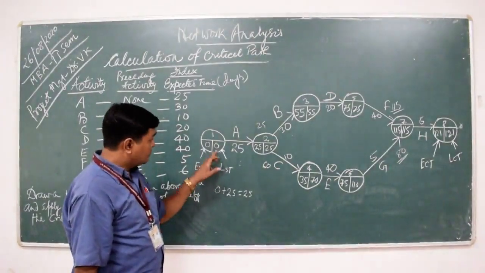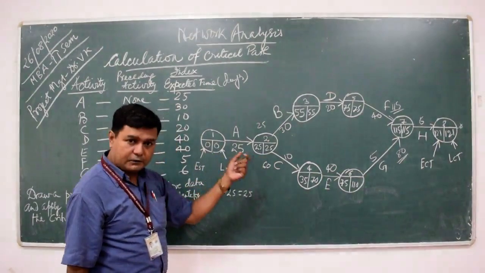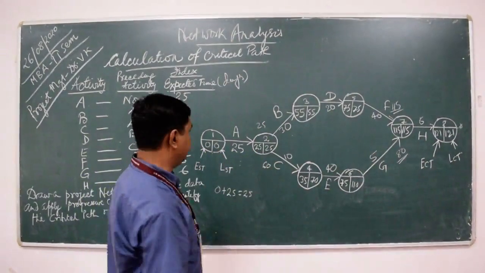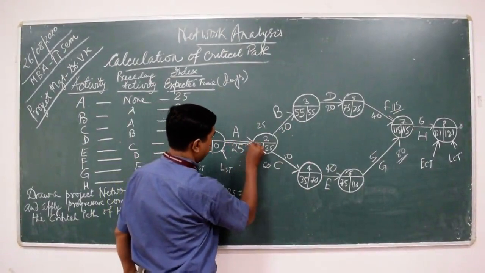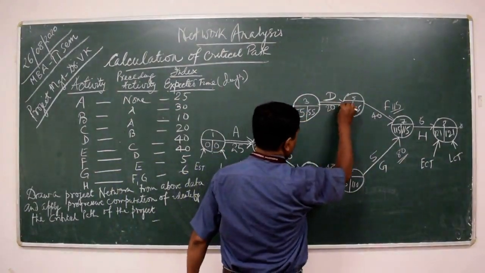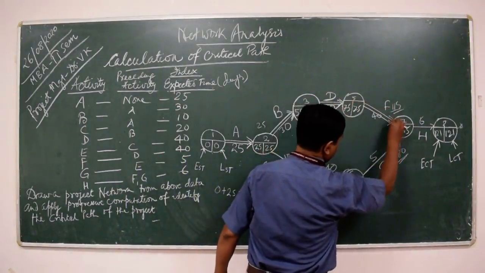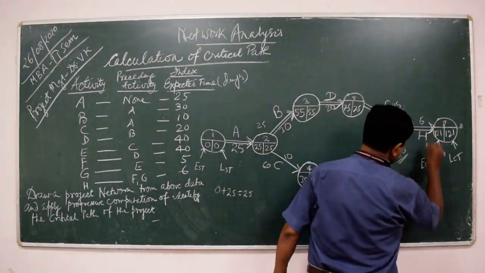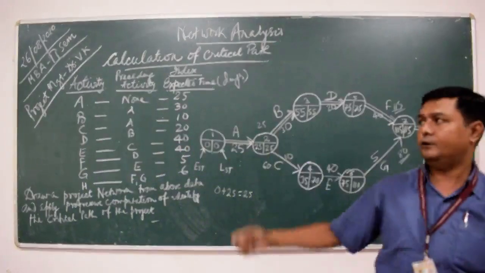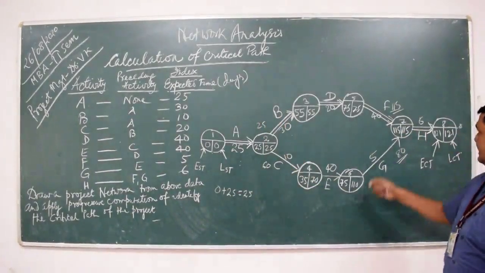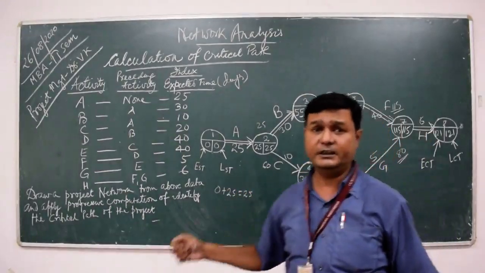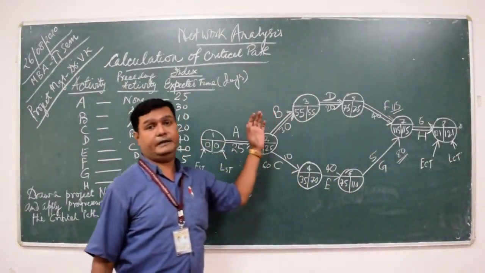So those activities which are having the 0 difference or having the same value in both the paths, they are participating in the critical path. So this is our critical path and it is denoted by double arrow. So this double arrow is representing the critical path of this project network, and this 121 days is the project completion time. Clear? This is all about the critical path method.